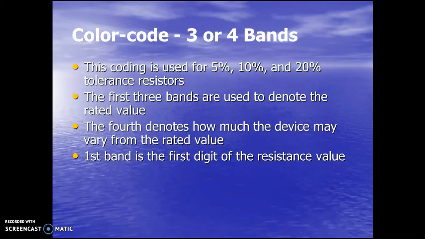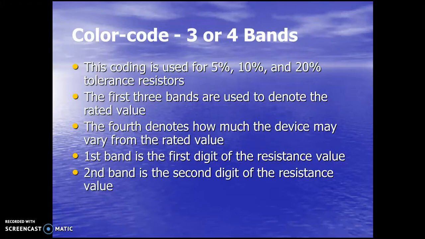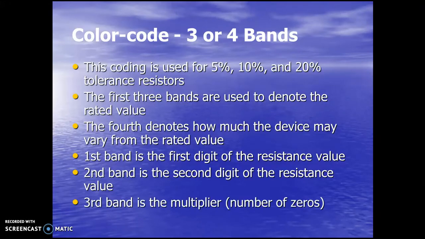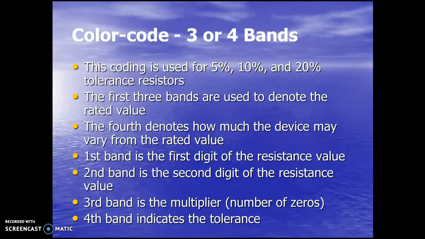Okay, so how do we interpret them then? The first band is the first digit of the resistance value. The second band is the second digit. And the third band, we can think of this as a decimal place. And all it does is ask you to multiply by a number of zeros. Okay? The 4th band, then, as mentioned before, is the tolerance.